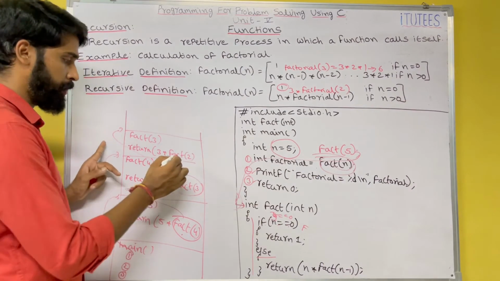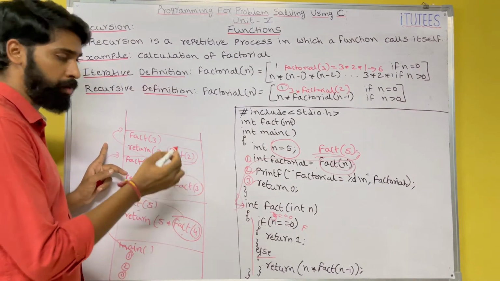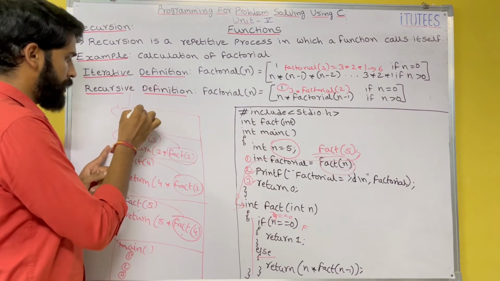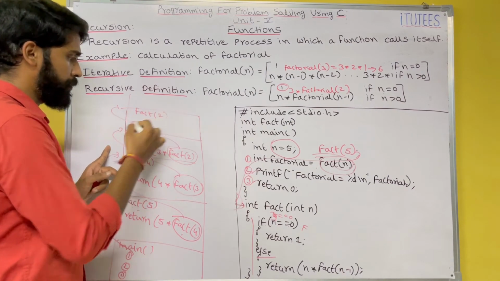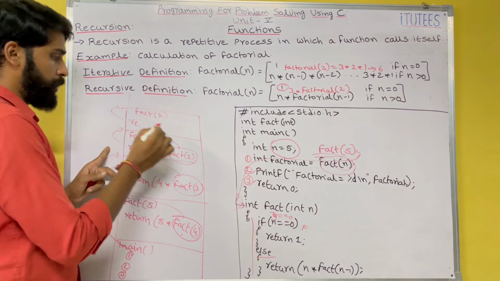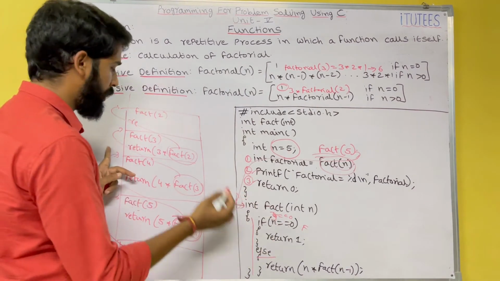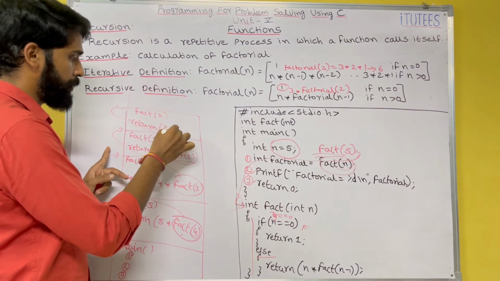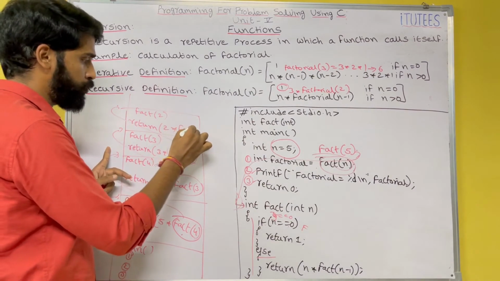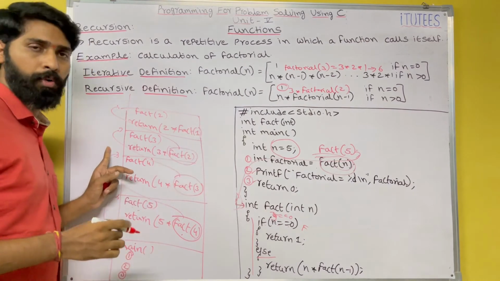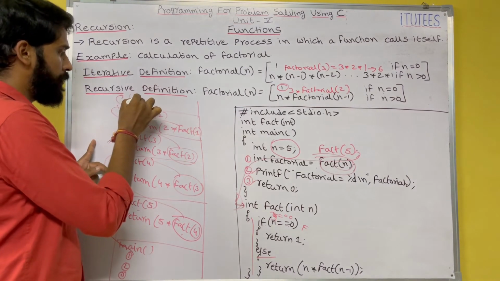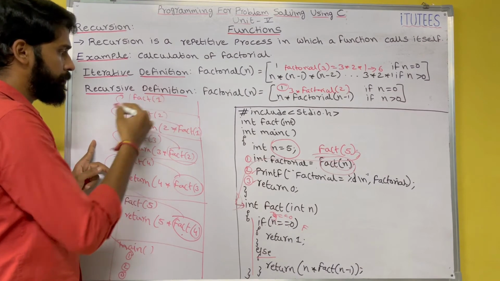Fact of 2. What is the value of fact of 2? We don't know. So again the function calls fact of 2. 2 equals 0? False. So go to else. Return n into, that means 2 into fact of 2 minus 1, that is 1. What is the value of fact of 1? We don't know. Again the function calls fact of 1.